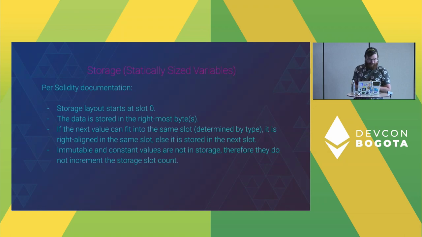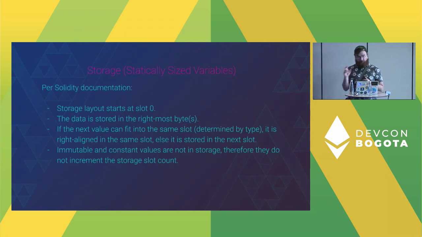And then immutable and constant values that you see in the contracts are actually not stored in storage at all. Basically, they're replaced at compile time, with the exception of immutables. If you have an immutable that can only be determined at deploy time, when it runs the constructor, it'll replace every instance of that in the bytecode.